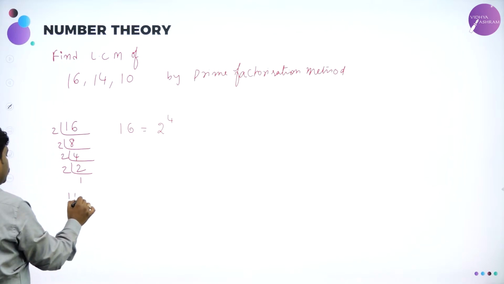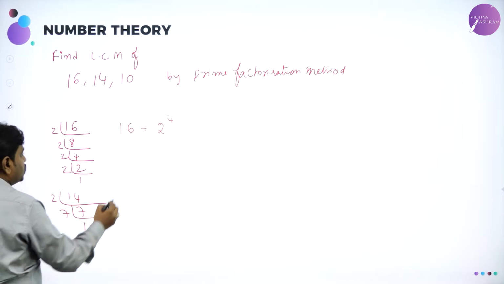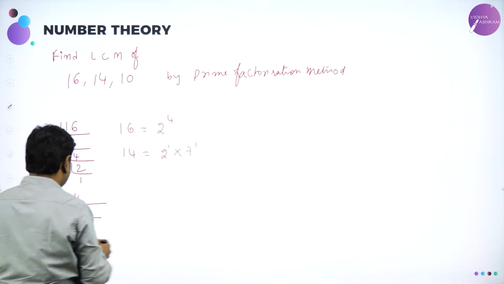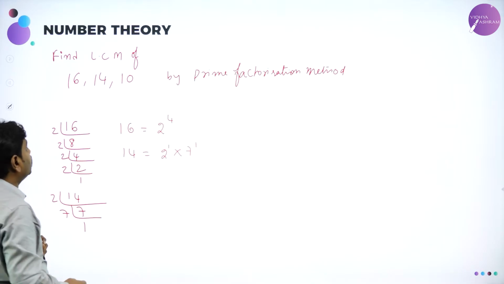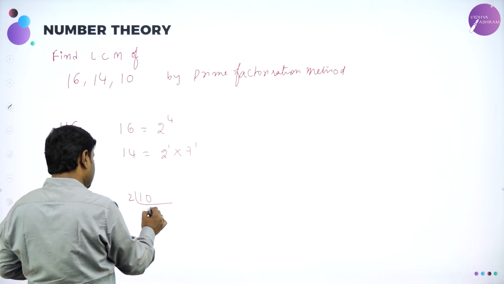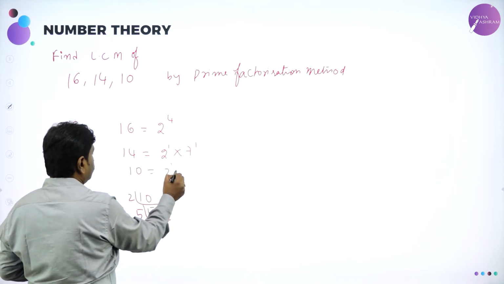And 14: 2 sevens are 14, 7 ones are 7. So 14 can be written as 2 power 1 into 7 power 1. 7 occurs only once. And 10 can be written as 2 fives are 10, 5 ones are 5. So 10 is 2 power 1 into 5 power 1.